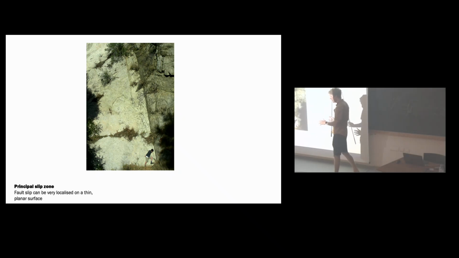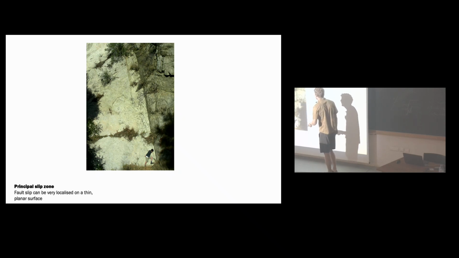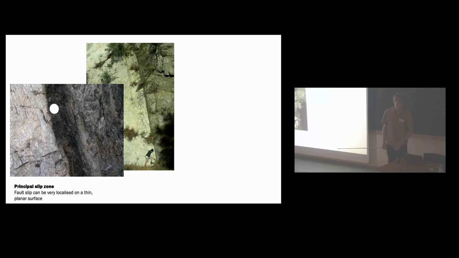Let's just look a little bit at what happens in these fault zones. What do they look like? So you've got your end member. People have talked about the San Gabriel fault a few times this week. This is the San Gabriel fault. It is a really planar, very obvious thin fracture or thin fault.